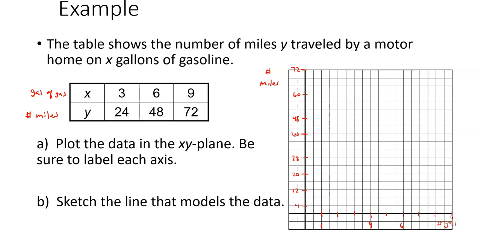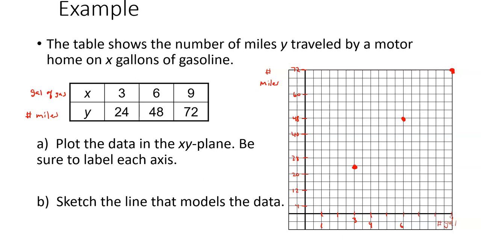All right, so 3 gallons of gas is 24 miles. So I go over here to 3, up to 24, there's a dot. At 6, I get 48, so I go over to 6, up to 48, where those two grids intersect, there's a dot. 9 gives me 72, there's another dot. So 9 gallons over, 72 miles up.